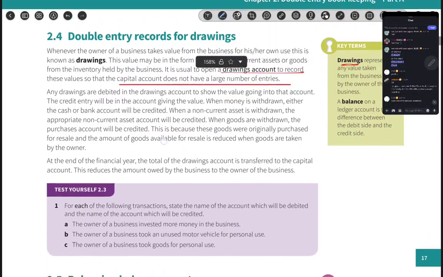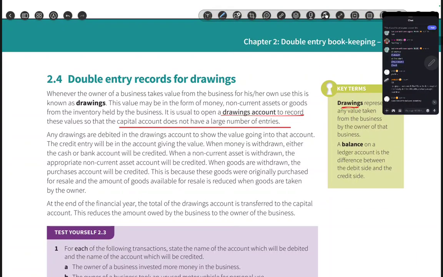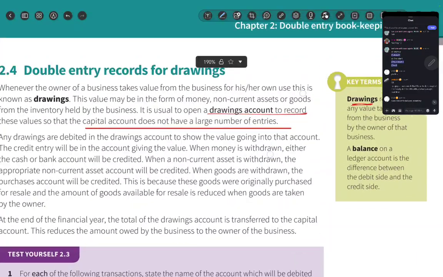Anyway, any drawings are debited in the drawings account to show the value going into that account. Okay. So let's just say that I took money from my bank account and put it into my drawings account.